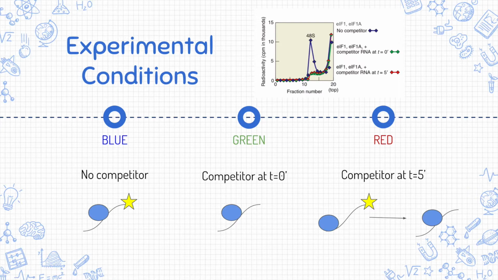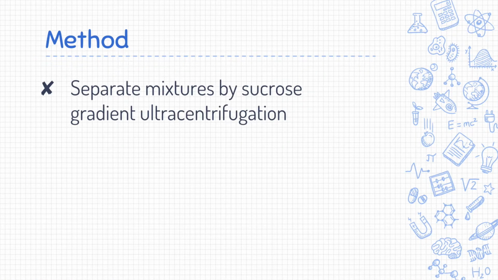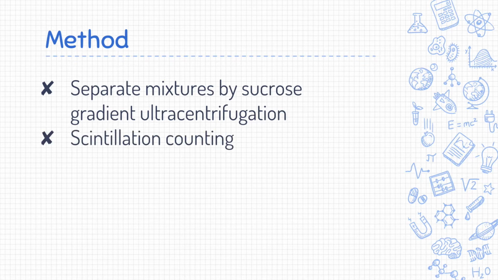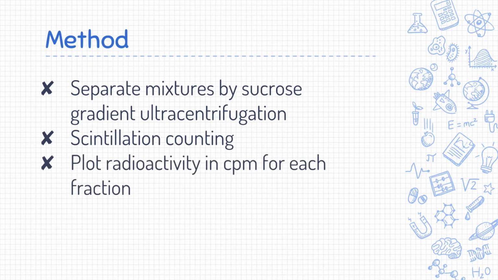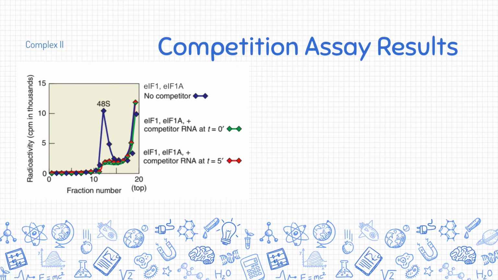all on cold mRNA. After performing the incubations above, they separated the mixtures by sucrose gradient ultracentrifugation to detect the formation of stable 48S complexes, presumably equivalent to complex 2. Then, they detected radioactivity in each fraction by scintillation counting and plotted radioactivity in counts per minute. The 48S complexes that were detected were presumably equivalent to complex 2, involving 32-phosphate labeled mRNA, initiation factors, MET initiator tRNA charged with methionine, and 40S ribosomal subunits bound at the initiation codon of an mRNA.